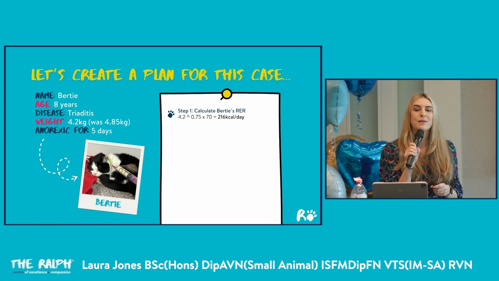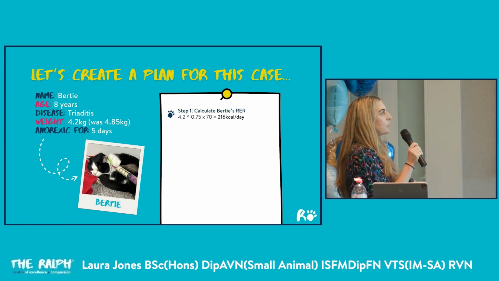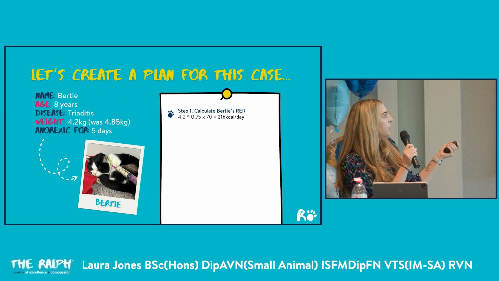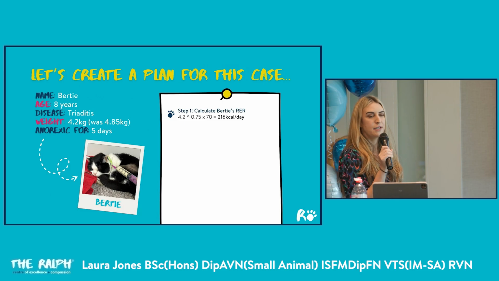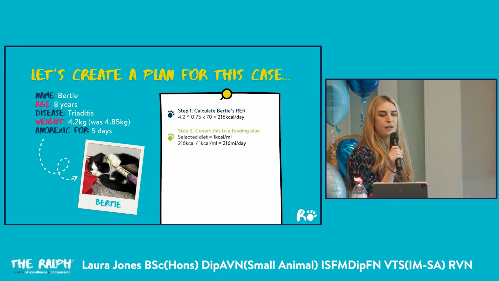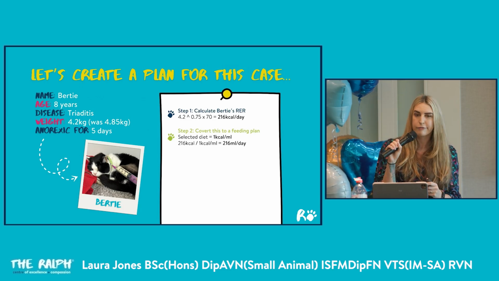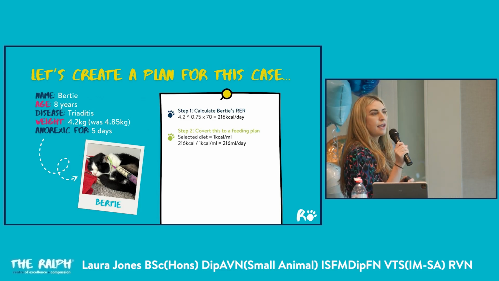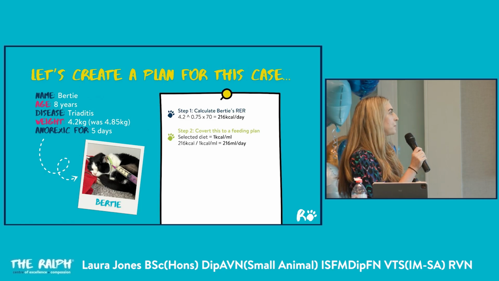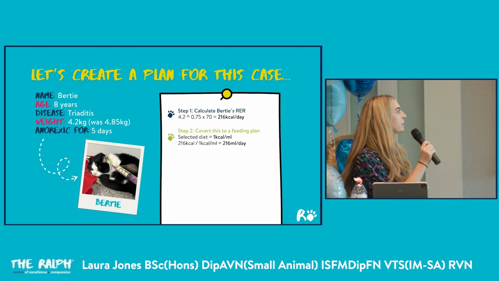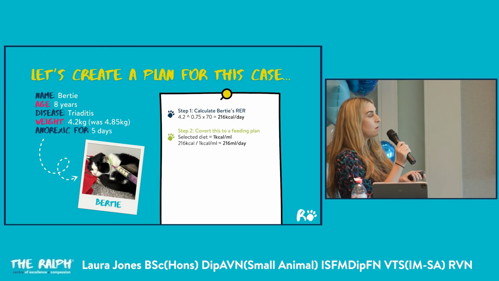So the first thing that we're going to do is calculate Bertie's RER. So we're going to do this using our allometric formula. And if we do that with his current weight of 4.2 kilos, it works out at 216 calories per day. We're then going to convert that to a feeding plan. We're going to use Royal Canin Recovery for him. And that has an energy density of 1 calorie per mil, which makes our maths really easy, which is great because no one wants to do maths at 9:30 in the morning. So his energy needs, his feeding needs per day are again 216 mils.